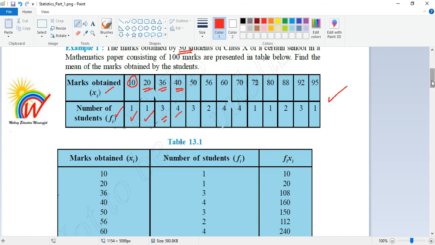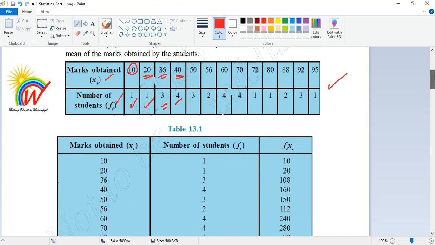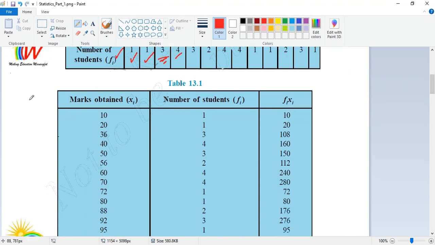Now when we want to find the mean, we have to add all of them, right? 10 plus 20 plus 36, and 36 should be added 3 times because 3 students have taken 36. 40 should be added 4 times. If we sit and do this, it's going to be a very lengthy process. So we will have to shorten this. For that we make a table. This is the solution table we are going to make.